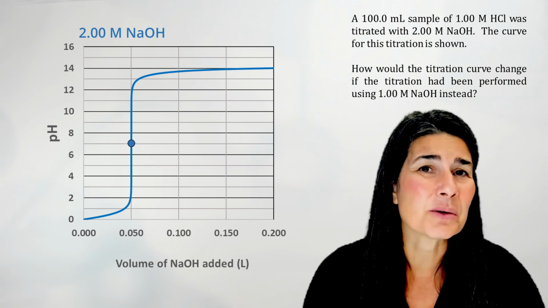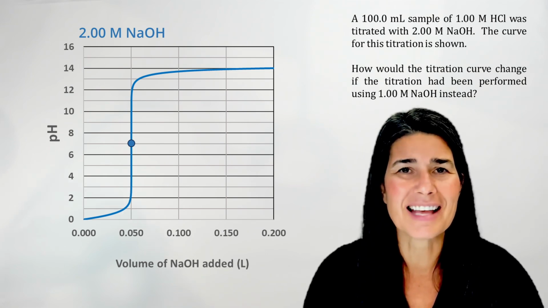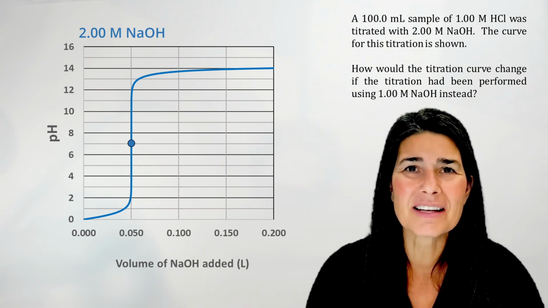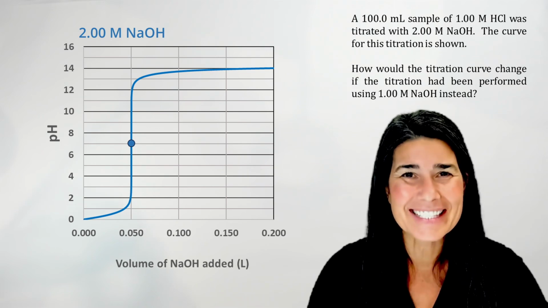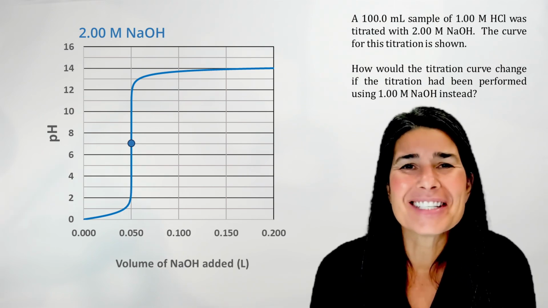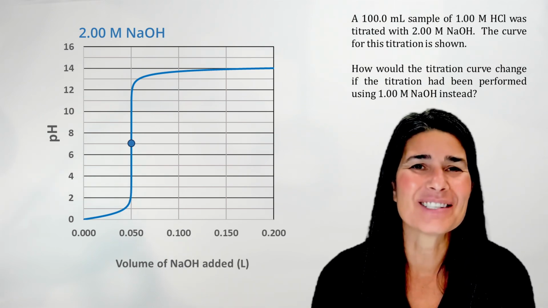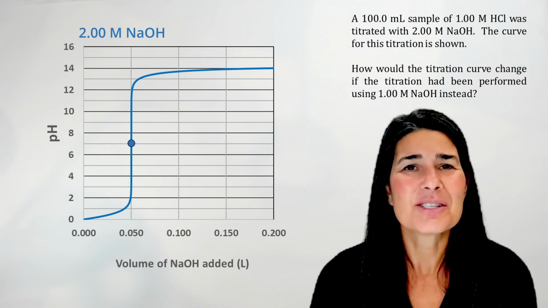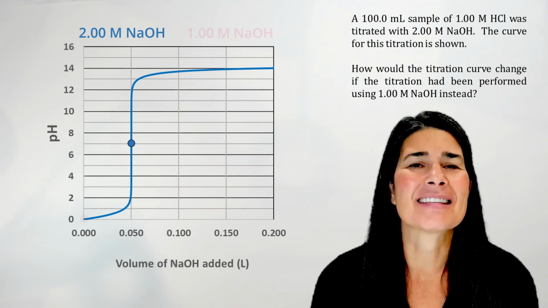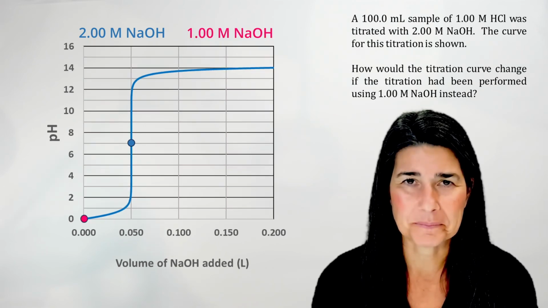Now, if I use 1 molar sodium hydroxide instead of 2 molar sodium hydroxide, that is not going to change. I haven't added any sodium hydroxide yet. So our beginning pH remains exactly at the same point.